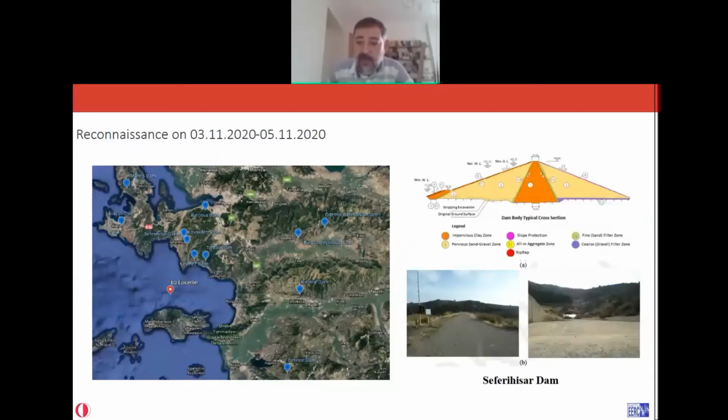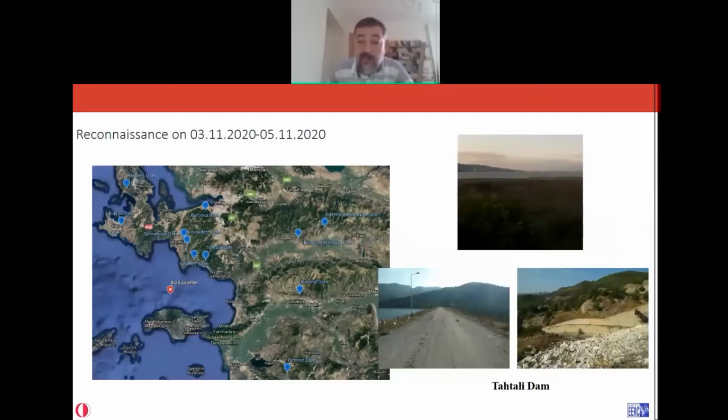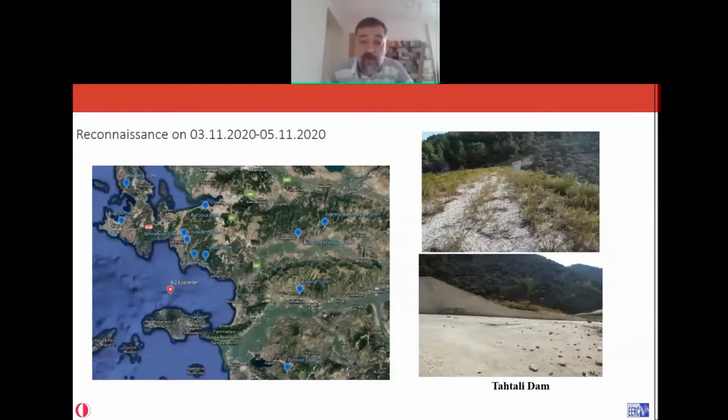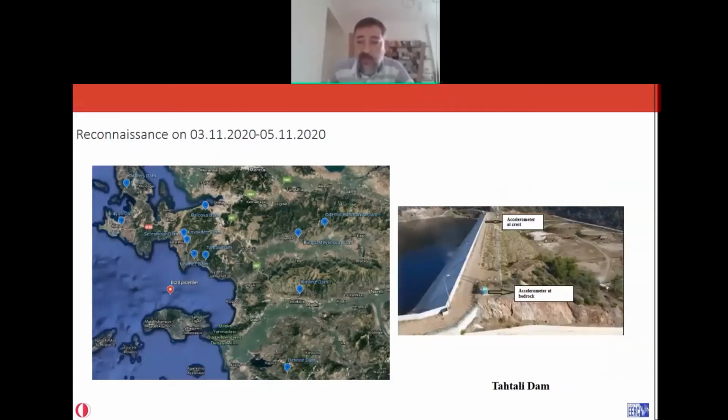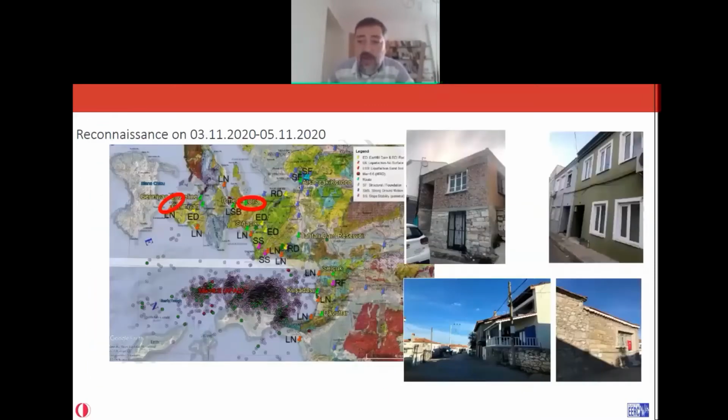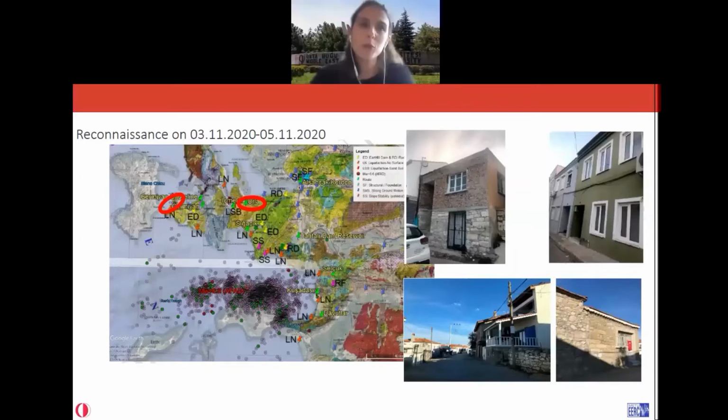So we have clearly documented that there was no damage in these earthfill and rockfill dams, some of which were, relatively speaking, shaken by a moderate level of excitation in the range of 0.1 to 0.15 G. These are the pictures. Tahtalı Dam has 2 accelerometers, which are also part of the database that we have used. Having said that, again, Ms. Can, would you tell us quickly about the foundation performance of the buildings throughout our reconnaissance path?